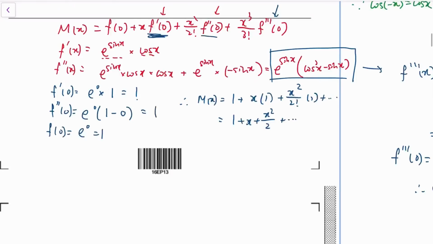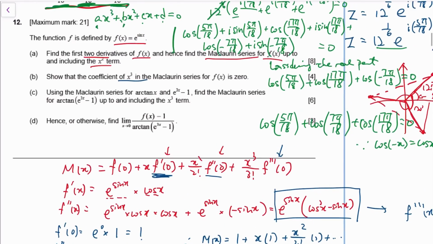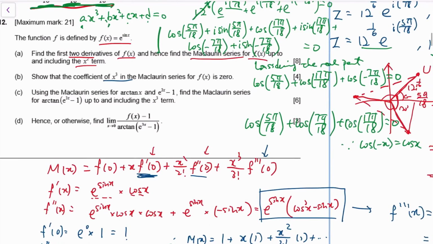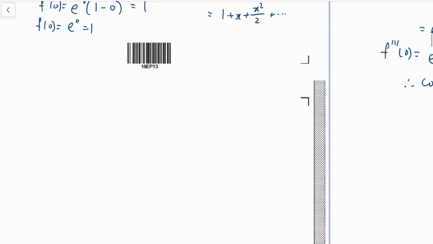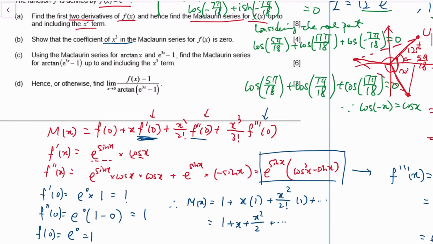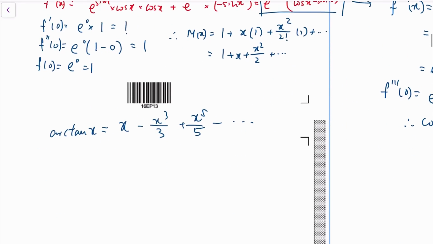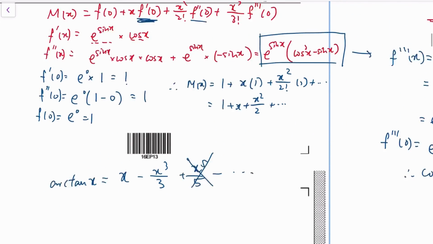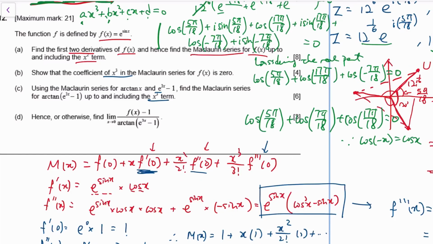Really don't have much space. This should be fine. We'll do it. Arctan x. Okay. The Maclaurin series of arctan x is provided in the booklet, it is x minus x cubed over 3 plus x to the 5 over 5 minus dot dot dot. They only want to include up to x to the power of 3, so really x to the power of 3 should be enough.